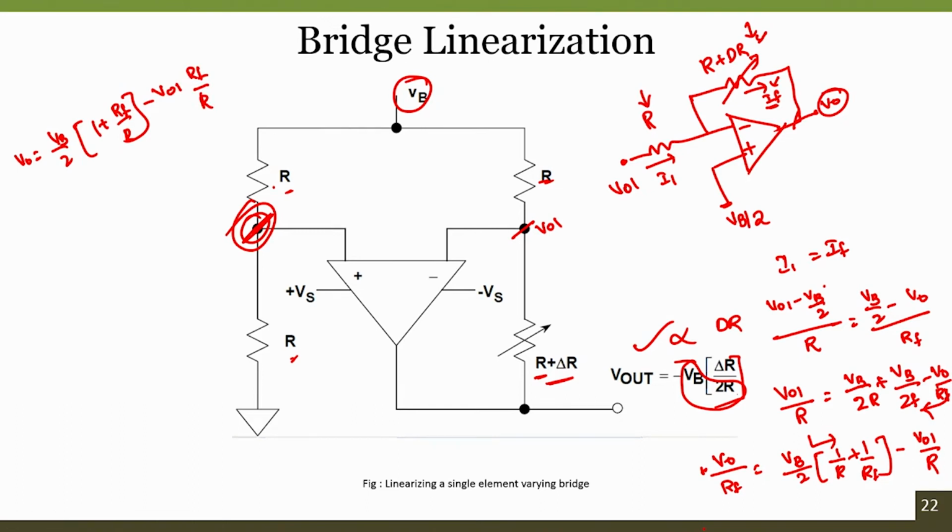The simplest way to understand the circuit is to use the superposition principle too. In the superposition principle, since you have two voltages, you connect one voltage to ground and keep only one voltage available. If this looks like a non-inverting amplifier configuration, V0 is nothing but 1 plus Rf by R into Vb by 2. So this is what we have seen, Vb by 2 into 1 plus Rf by R. In the other case, Vb by 2 will be grounded, and then it looks like an inverting amplifier configuration, where the output is minus VO1 into Rf by R. So Rf by R, this is what we have seen in the previous equation.